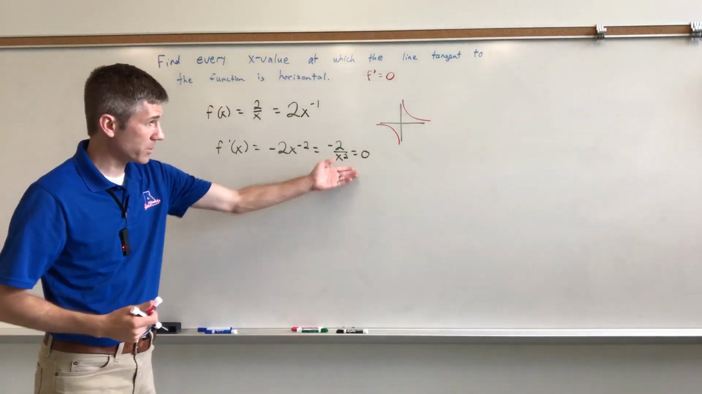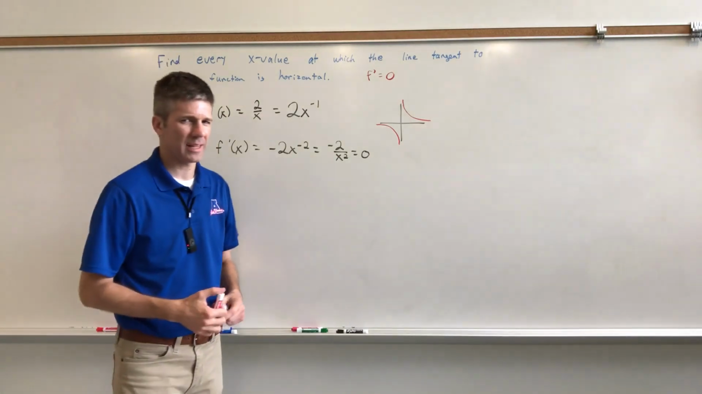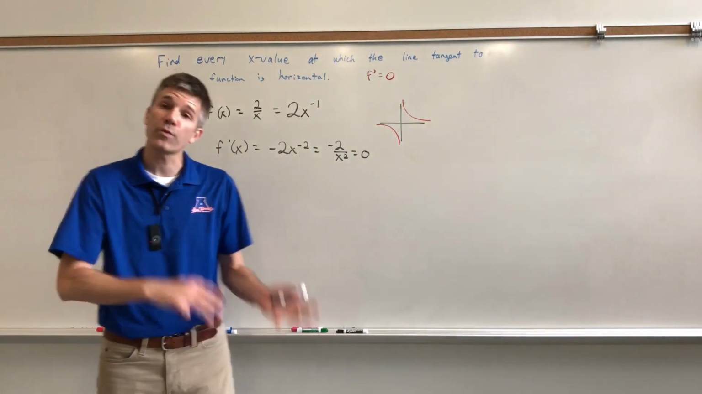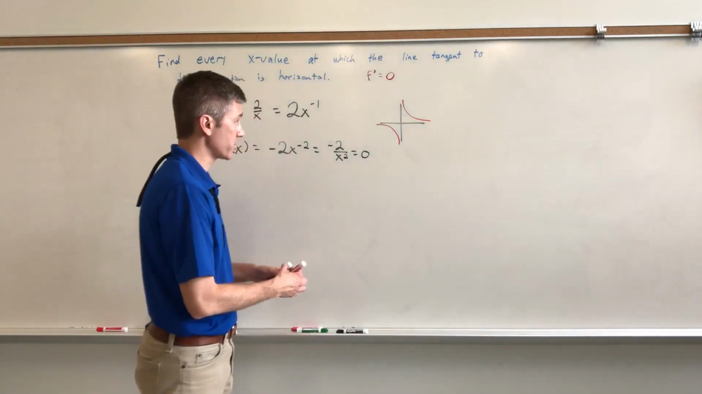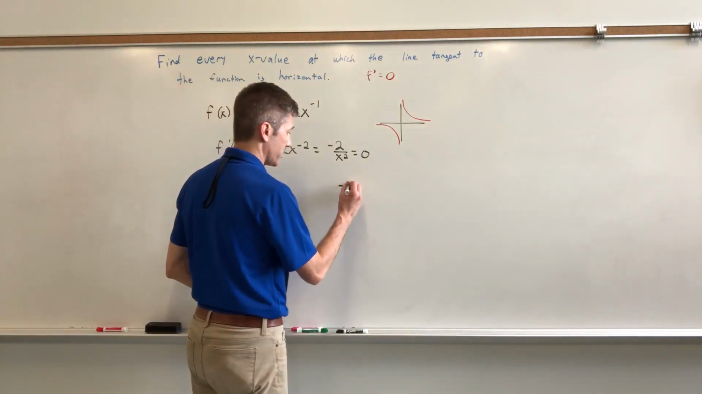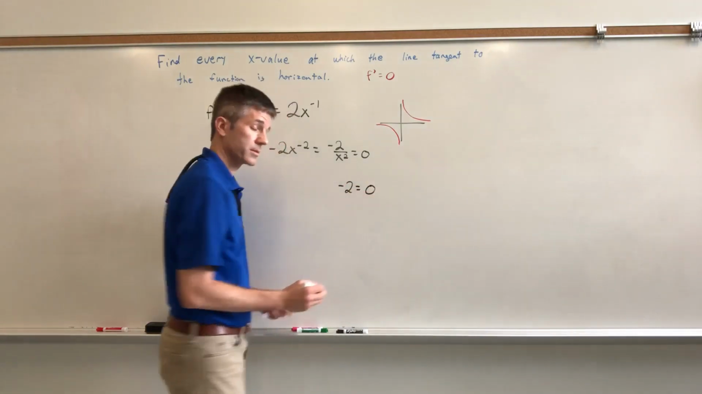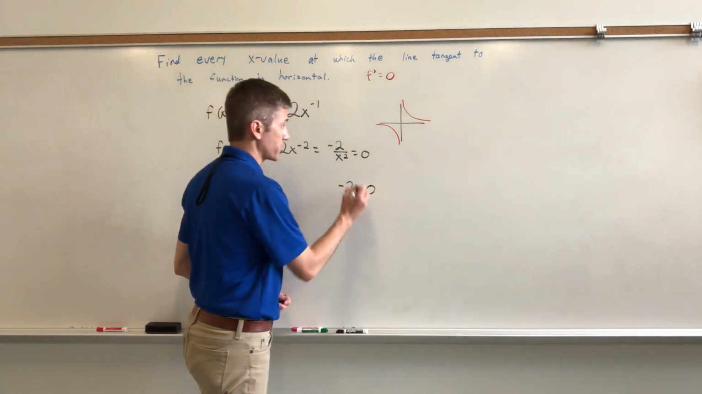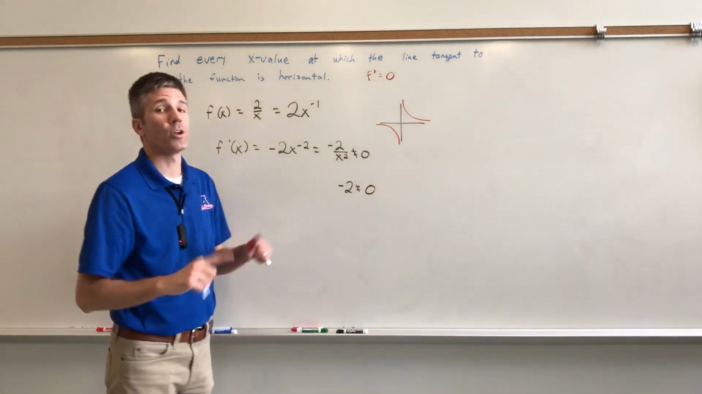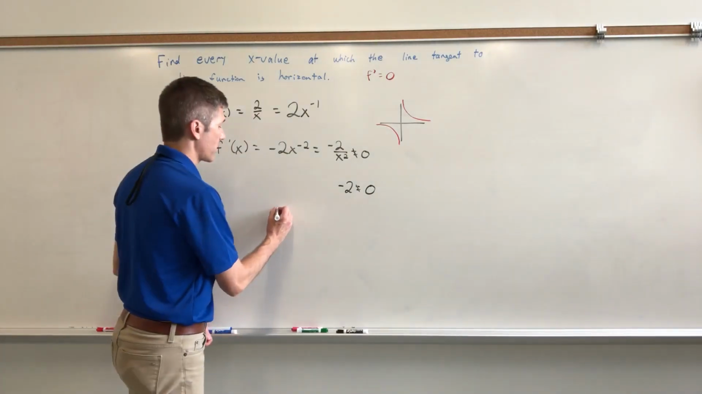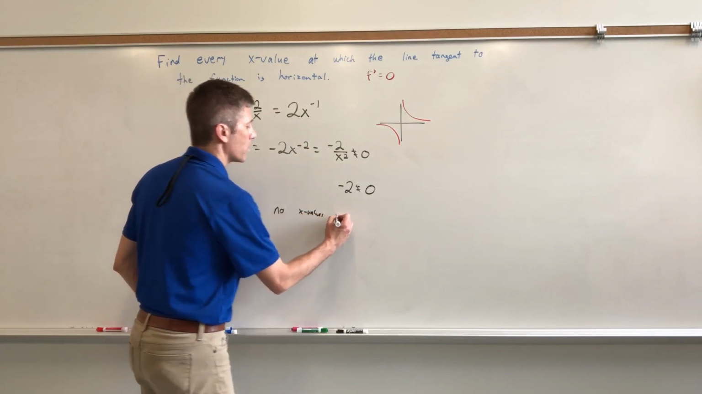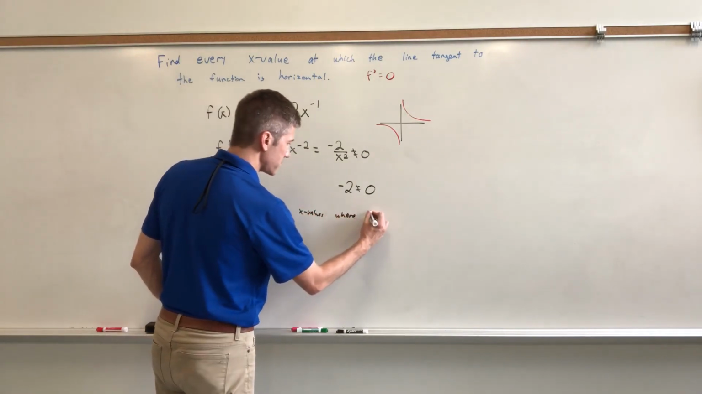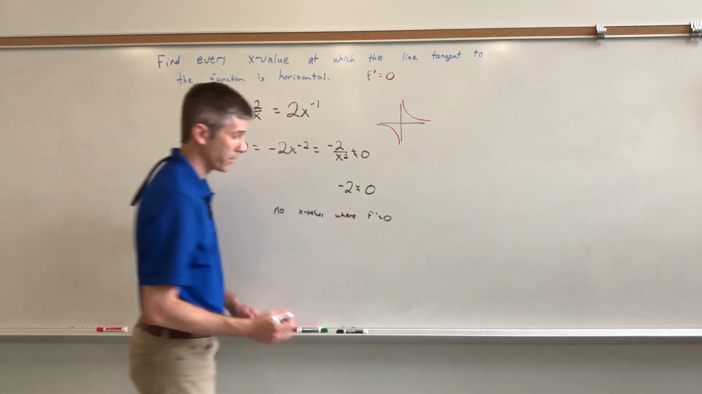So we set this equal to 0, and it doesn't really take too long to realize that you're not going to get very far in solving this. If a fraction is equal to 0, then it's the numerator that equals 0. Well, your numerator is negative 2, which equals 0. Well, no, it doesn't. That's not true. So if this is not true, then this is not true. And so there are no such x values where the derivative is equal to 0. It's not going to happen.